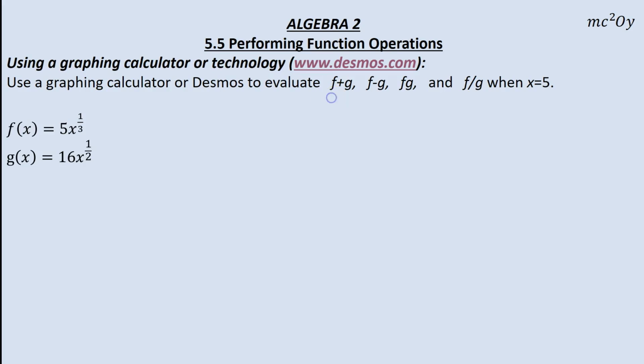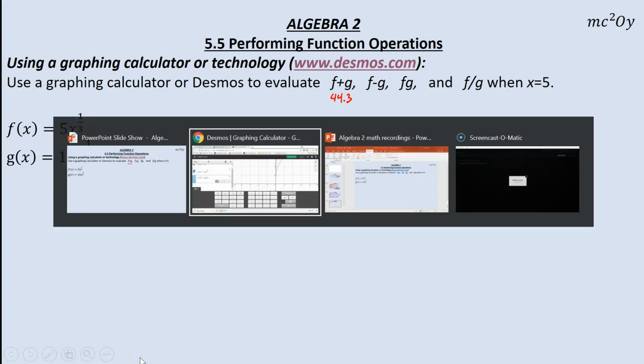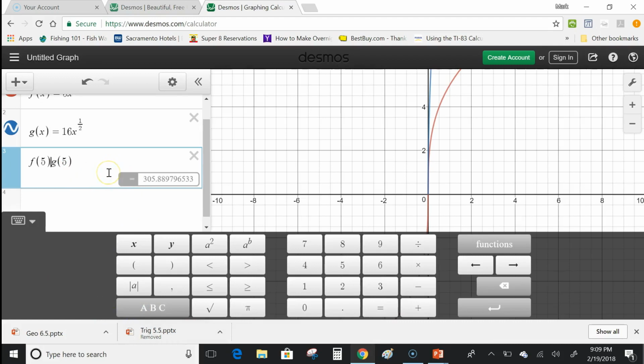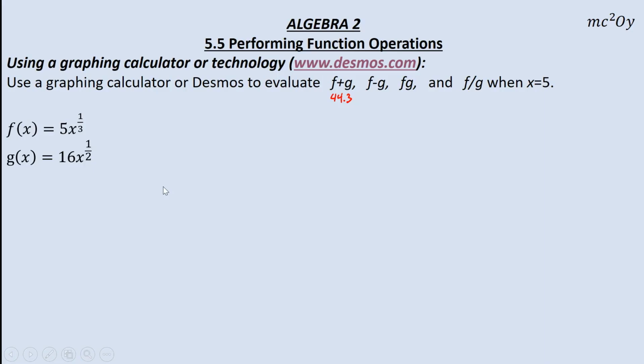I'm just going to write them right below it, and I'm going to do my best to write it without having to close my notebook. All right, so f minus g. Let's go ahead and go back. That's as simple as changing to subtraction. So negative 27.2.